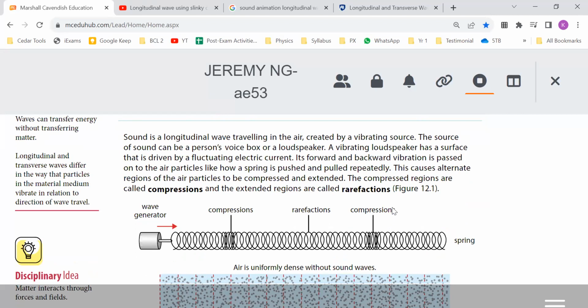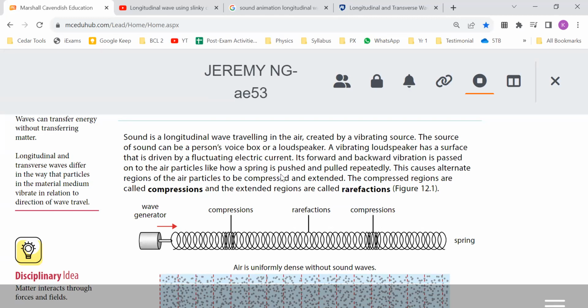The source of the sound can be a person's voice box or a loudspeaker. So in this context, a voice box and a loudspeaker are for all intents and purposes roughly the same. You can think of it like cloth-like material vibrating. When this cloth-like material vibrates the air around it, that causes the sound to transmit itself. I'll show you examples of this in a moment.